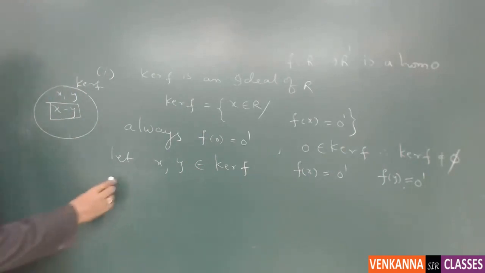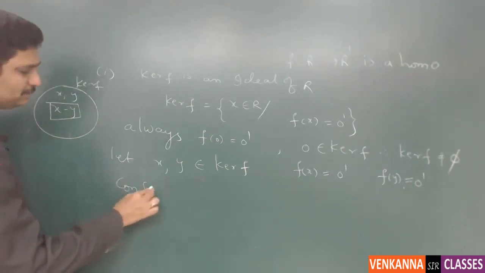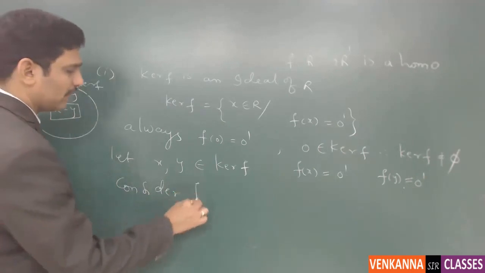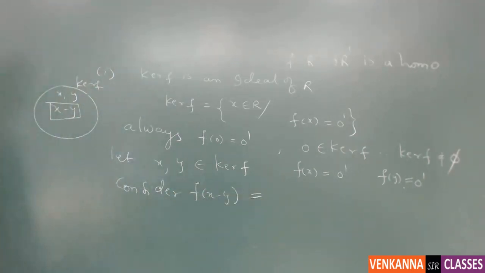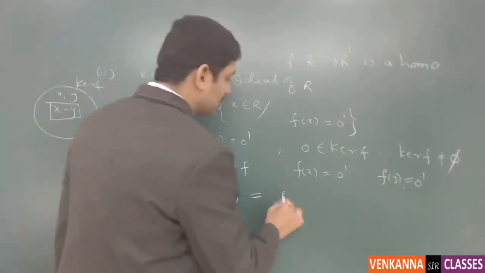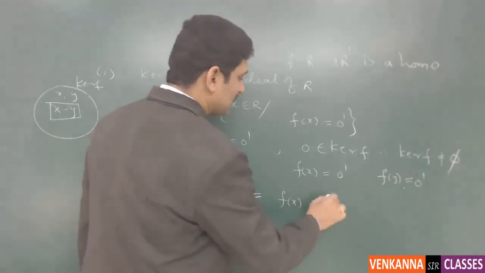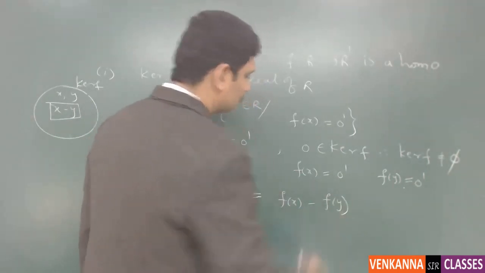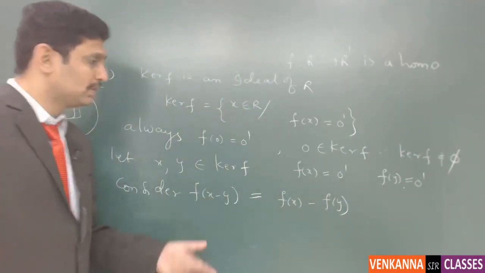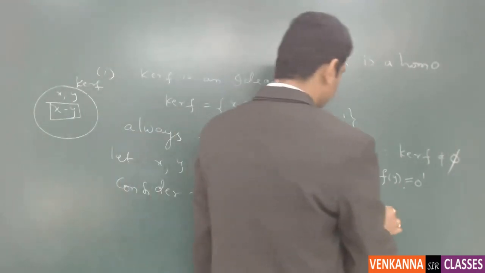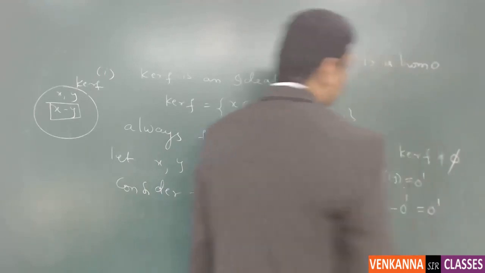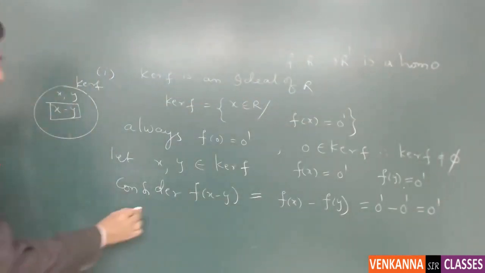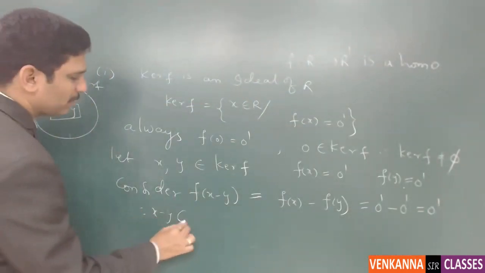So for this, you consider f of x minus y. Since f is a homomorphism, you can write it as f of x minus f of y. So this is nothing but 0 dash minus 0 dash, which is 0 dash. Therefore x minus y belongs to the kernel.